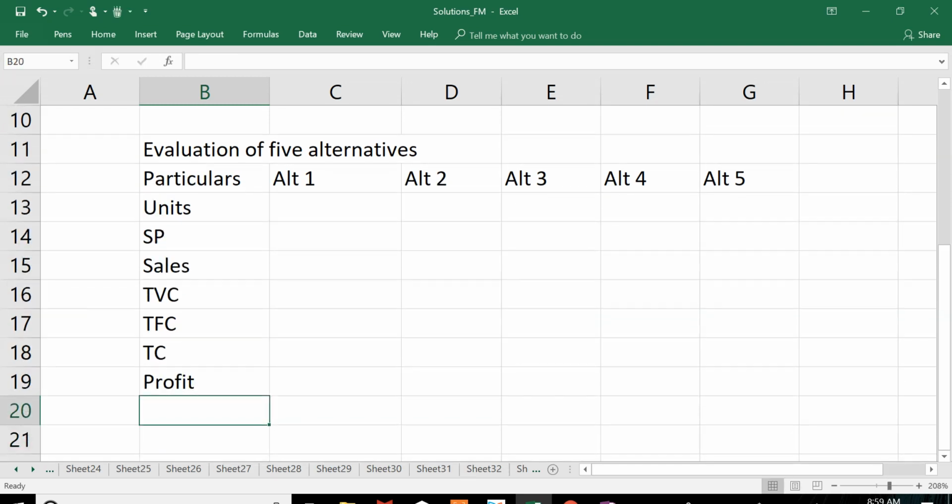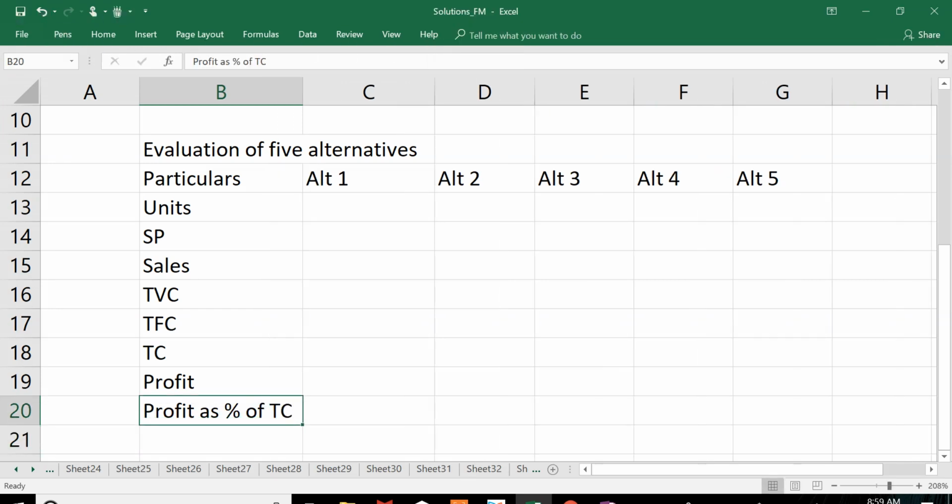Finally, profit. The Institute has taken a ratio called profit as a percentage of total cost to make the decision. Why have they taken this ratio? The objective of the company was to make a 25% profit on total cost, so we'll try to see whether that is possible. Profit as a percentage of total cost.